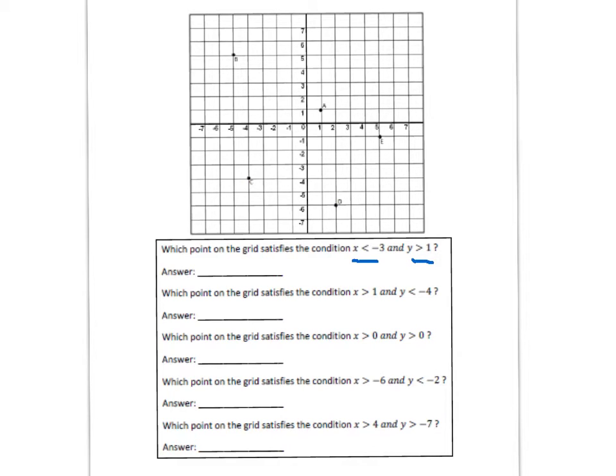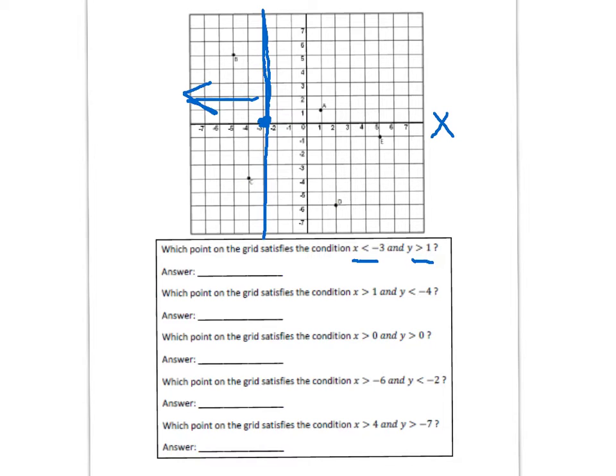So you're going to work with the first part first. X is less than -3, so find that on the x-axis, which is going left to right. I can see -3 is here, so I'm going to use the numbers that are to the left of it, so anything to the left is going to be less than -3.